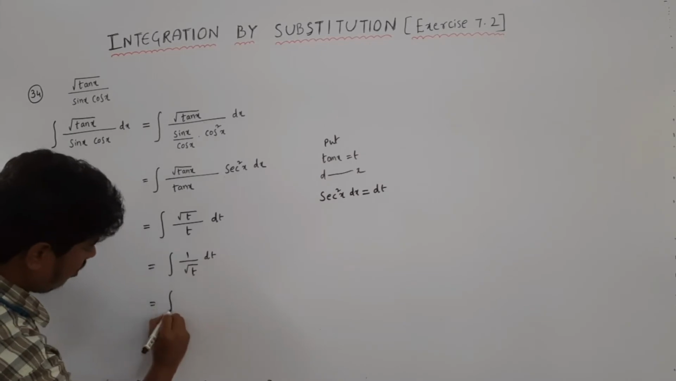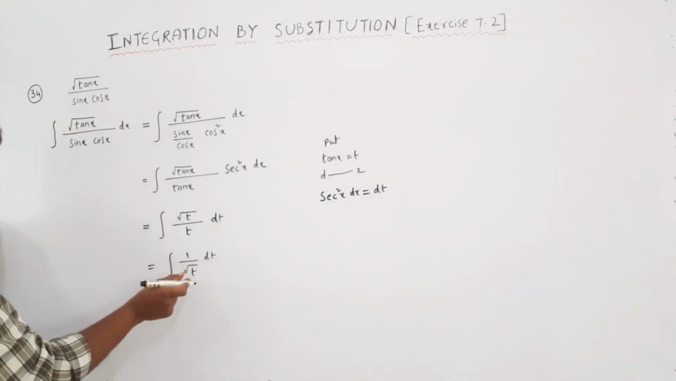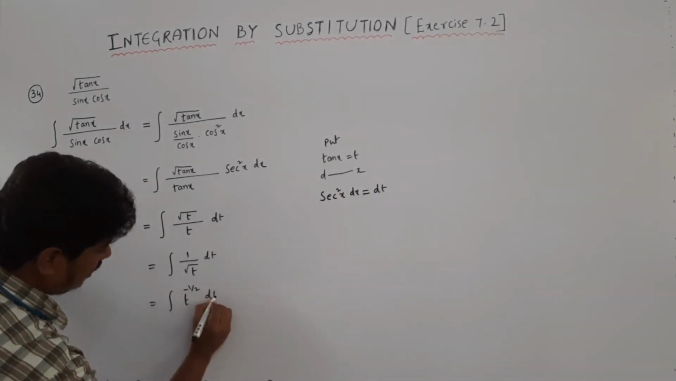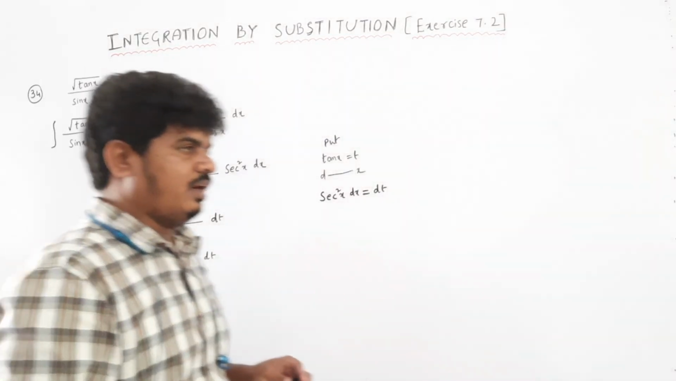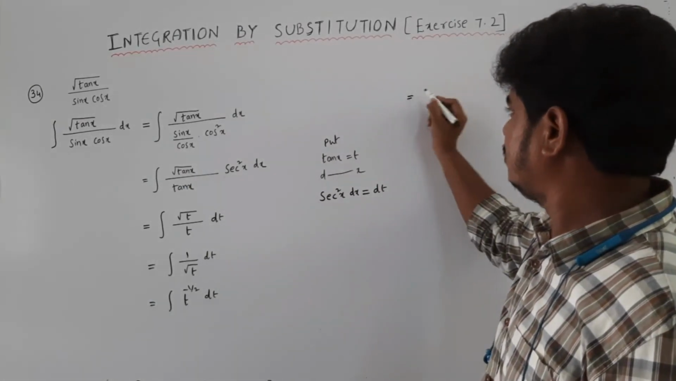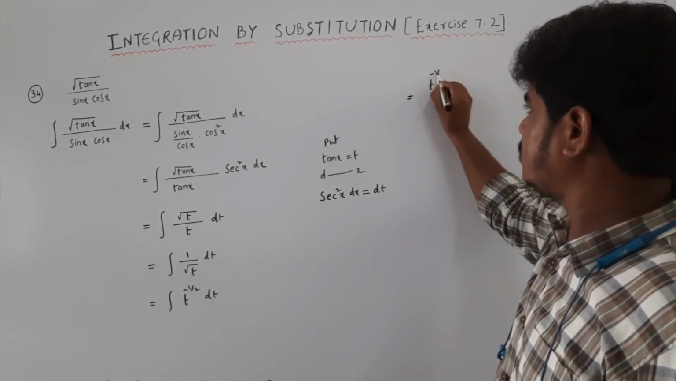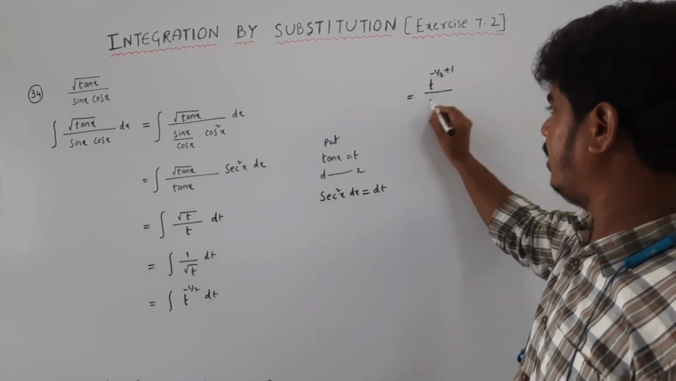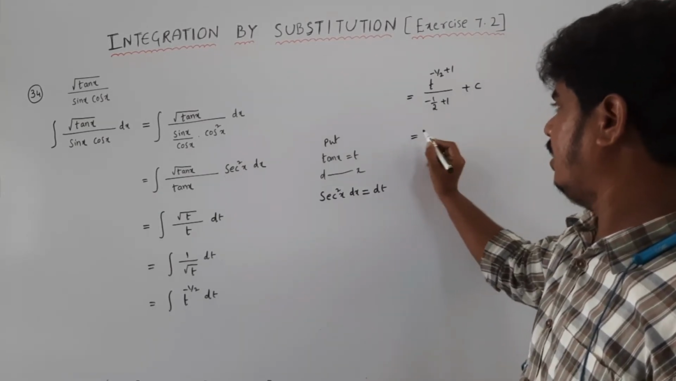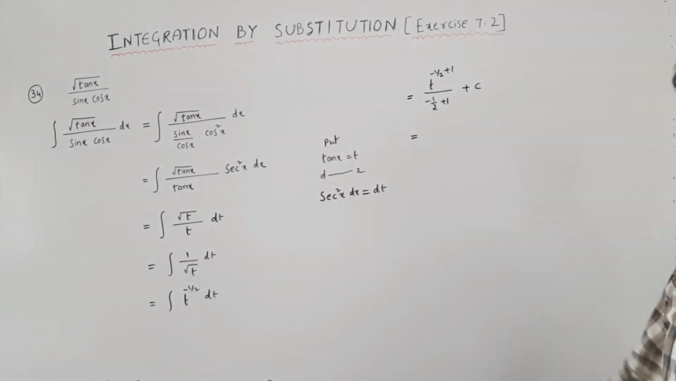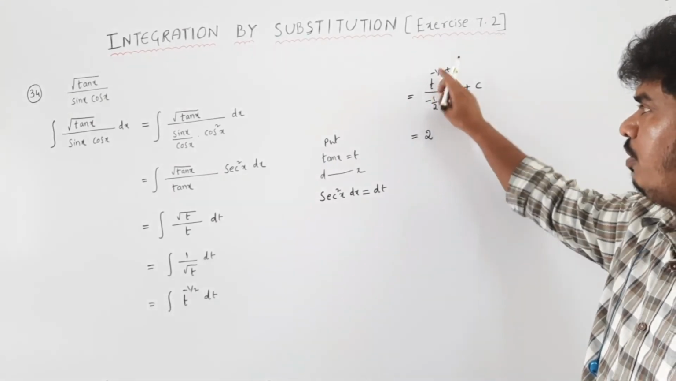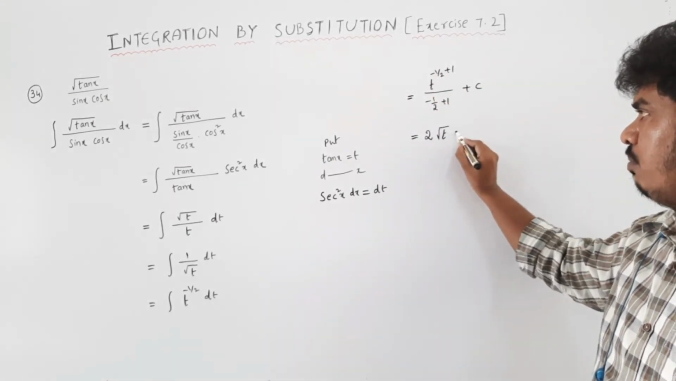Now this is equal to the integral of root t, meaning t power 1 by 2 in the denominator, so taking it up, t to the power of minus 1 by 2 dt. It is just like the integral of x to the power of n dx. So t to the power of minus 1 by 2 plus 1 divided by minus 1 by 2 plus 1, plus c. Here 1 minus 1 by 2 means 1 by 2, and dividing by 1 by 2, 2 comes. t power 1 by 2 means root t plus c.